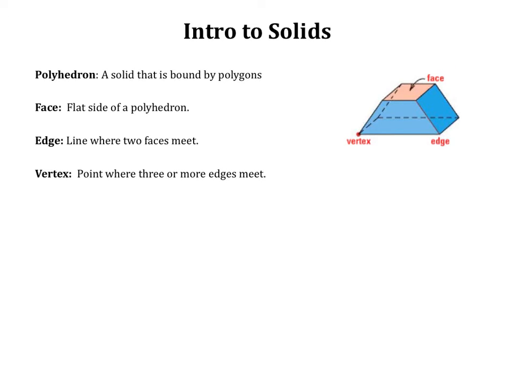And then a vertex is a point where three or more edges meet. So here is a vertex where three of my edges are meeting. I have other vertices as well in lots of different places where different sets of three or more edges are meeting.